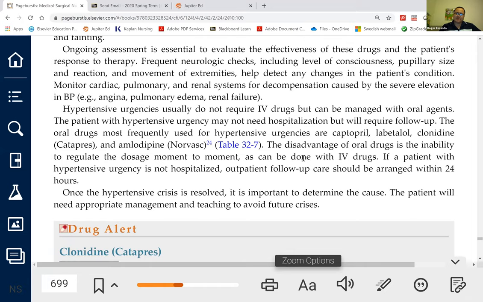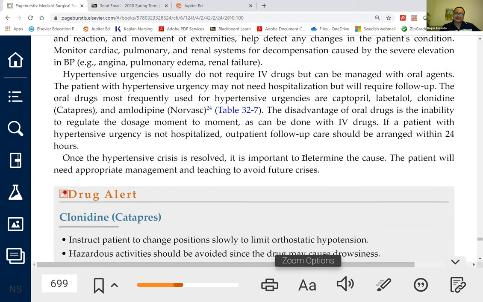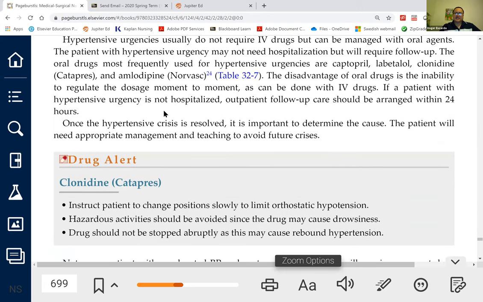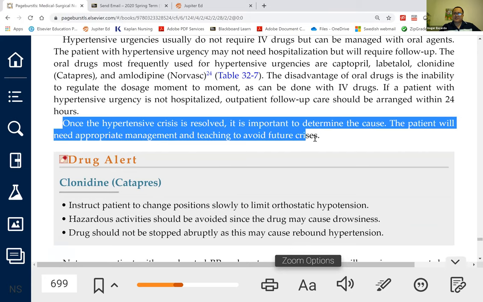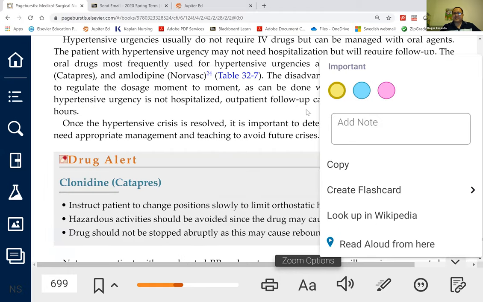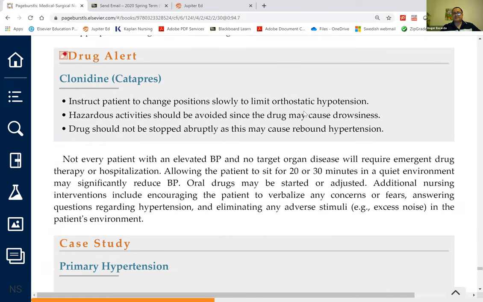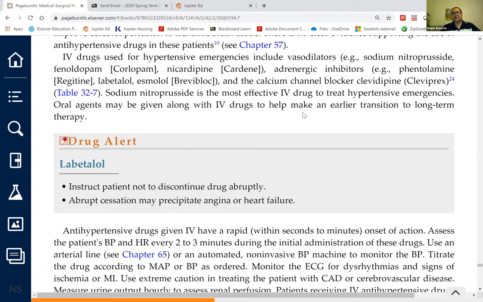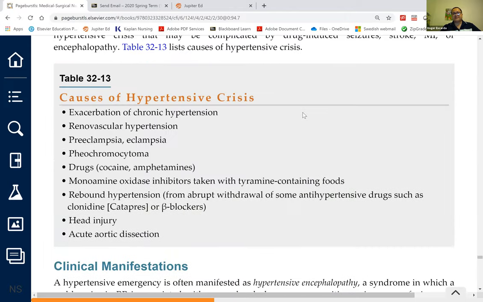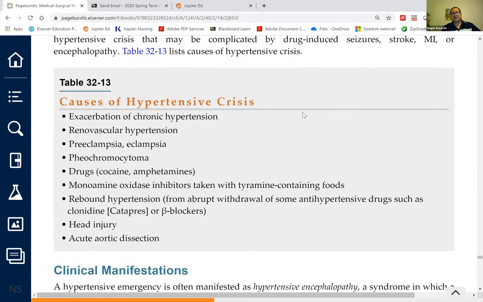Any question on hypertensive management, hypertensive crisis management? And lastly here, if it is resolved, the patient fortunately will have no consequences, meaning they didn't have a stroke during the process, they didn't have kidney injury, or they didn't go blind after the episode. So you have to identify and eliminate the cause, which are listed here, table 32-13.